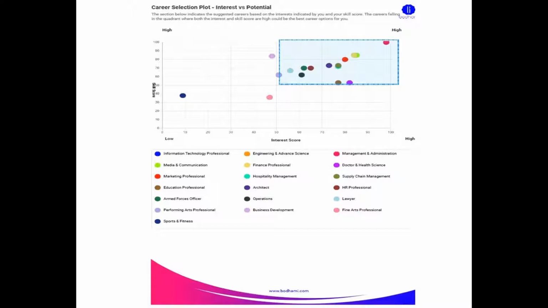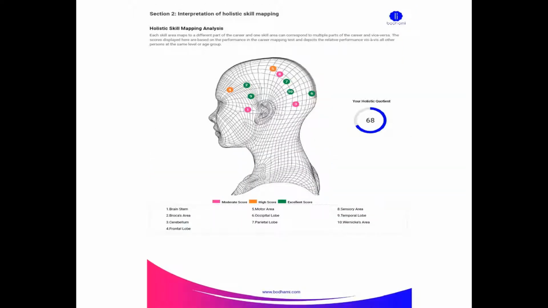Example, a career stream such as information technology professional can have careers such as software engineer, business analyst, business consultant, or pre-sales consultant. Section 2: Interpretation of holistic skill mapping. This section presents the student's overall holistic quotient, or the score percentile, based on the student's performance in the skill and aptitude test.